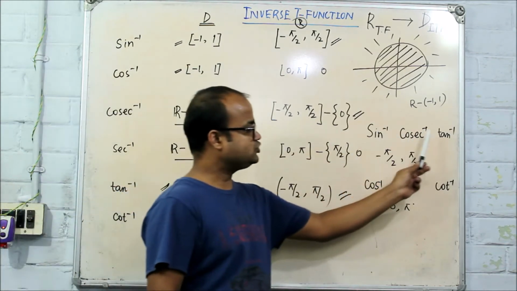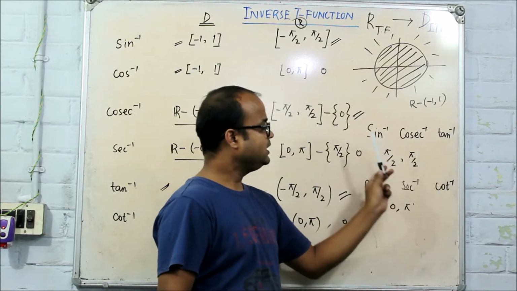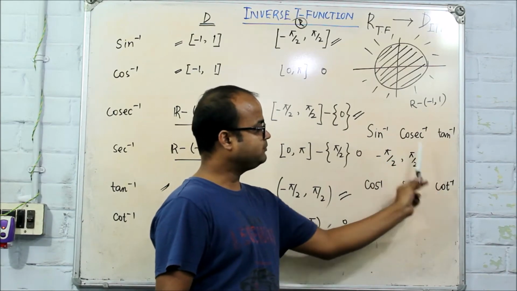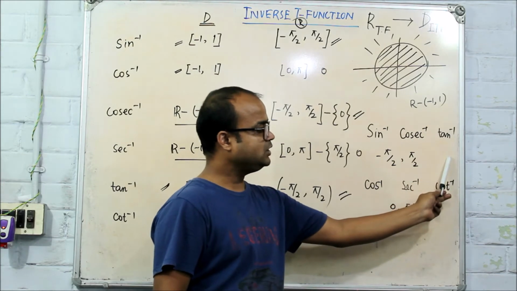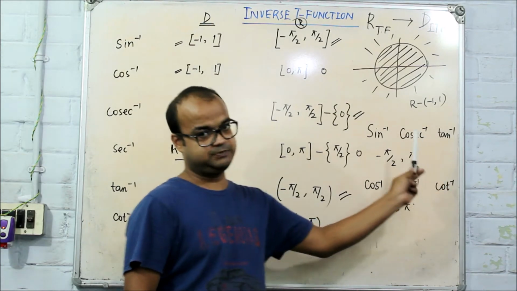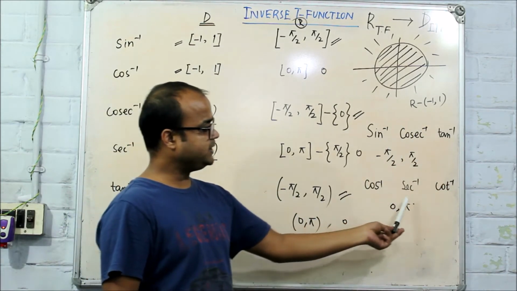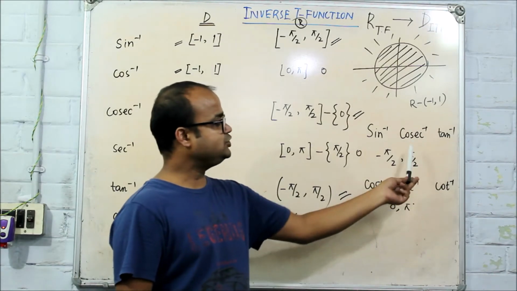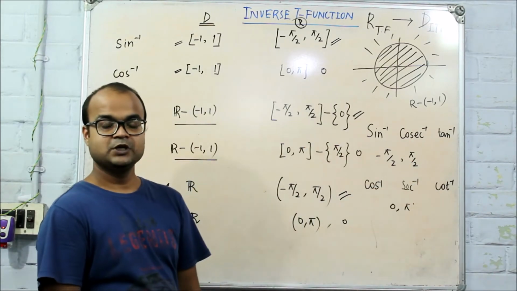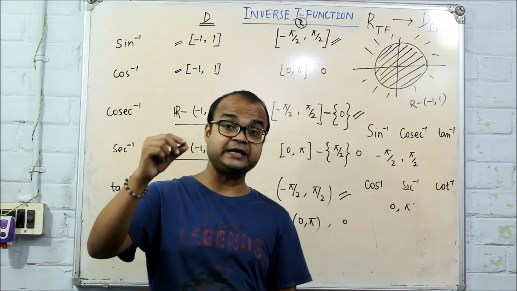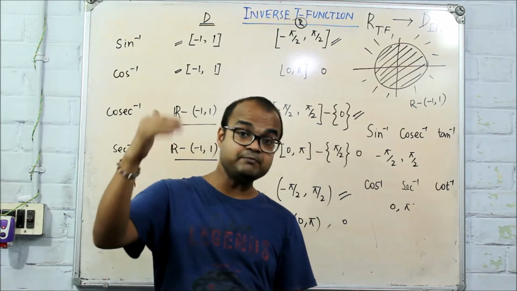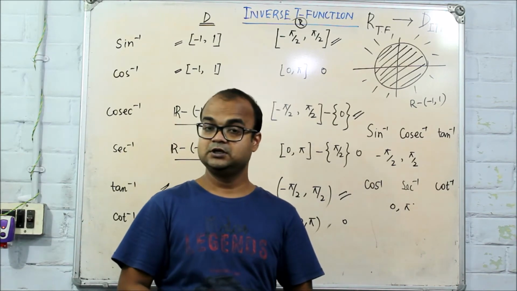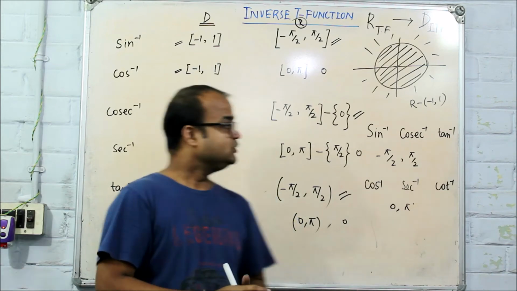So closed, closed, open, closed, closed, open, minus pi by 2 to pi by 2, minus pi by 2 to minus pi by 2. Same here, 0 to pi, 0 to pi, 0 to pi, here 0, here pi by 2. So you just need to make some pattern to remember all those formulas. Clear?